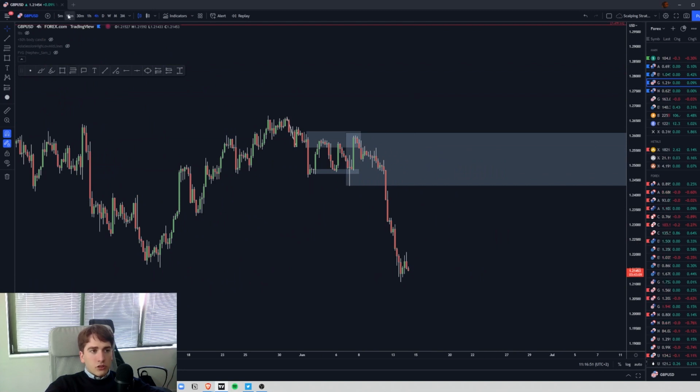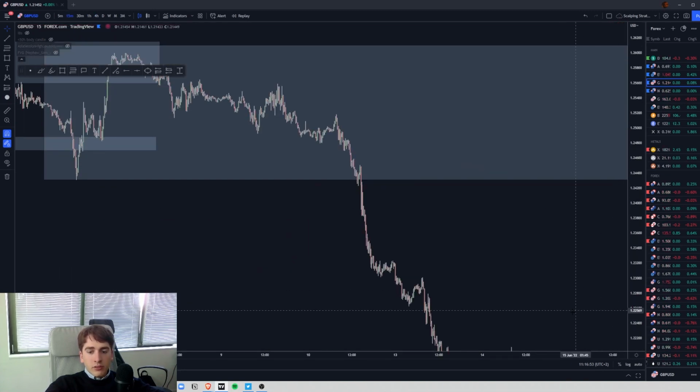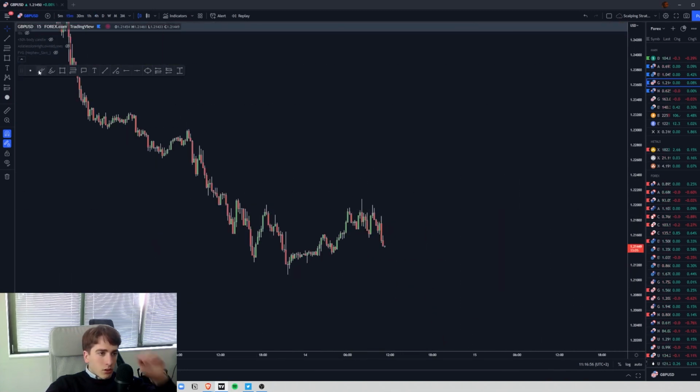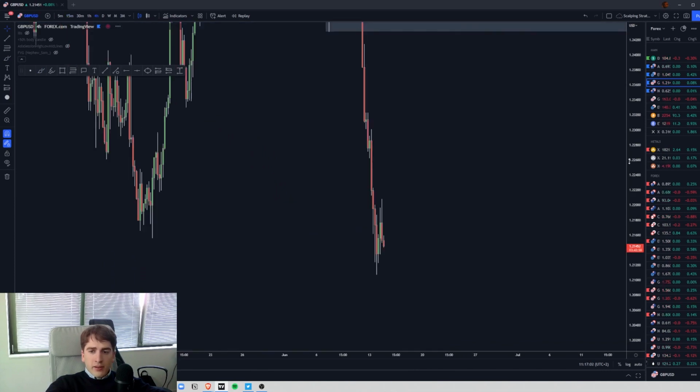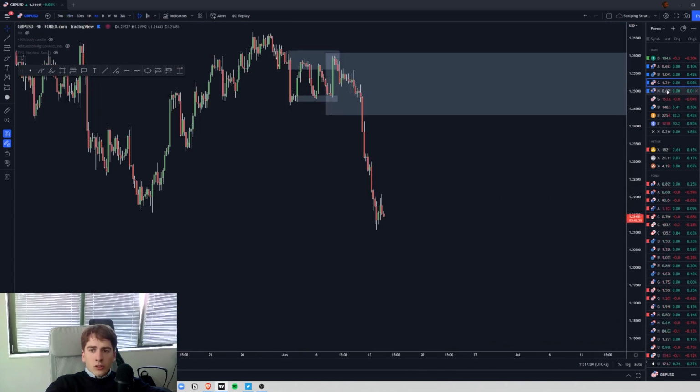Heavily overextended. You could start looking for a long in the near future, especially once we start closing, I would say, above this high or this high. But yeah, for now, I'm not really interested in trading this pair. Main focus would be on euro dollar solely, together with the dollar index.